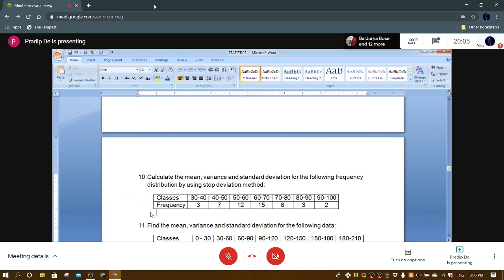There's a shortcut method, and also a step division method, just like the methods you used in class 10 for the calculation of means, in which the step division method is the shortest. So similarly, in calculation of standard deviation also, there's a step division method.